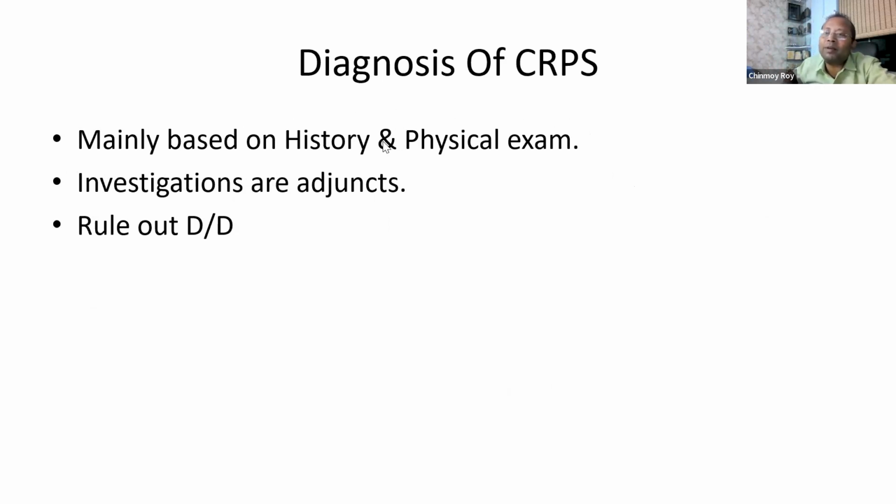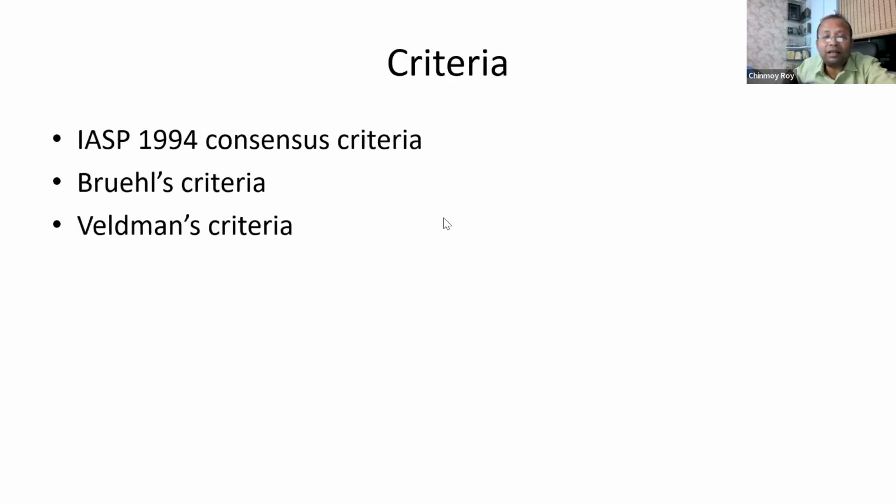So what is the history? Mainly a history of a trauma or precipitating event. And what is the physical examination? Mainly the allodynia, hyperalgesia. Investigations are adjuncts, to rule out differential diagnoses. So these three things are very important. Now IASP, which is a major organization for all pain physicians, first in 1994 gave the consensus criteria for which patients we will include under CRPS, because before that, CRPS had not less than 20 names in different parts of the world.